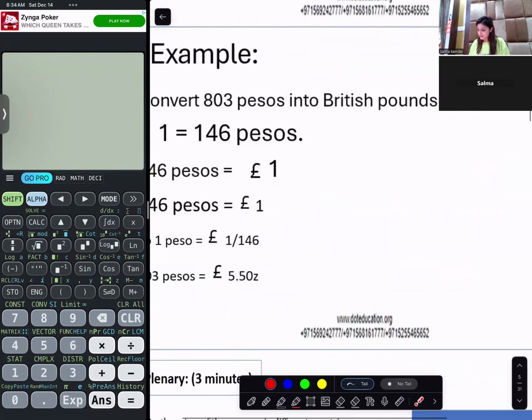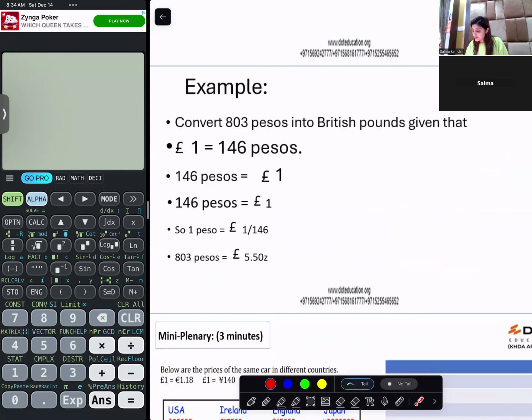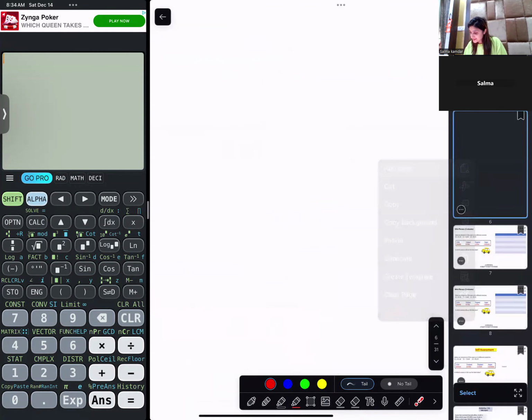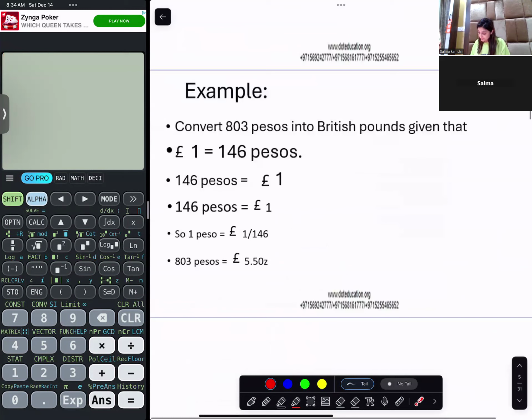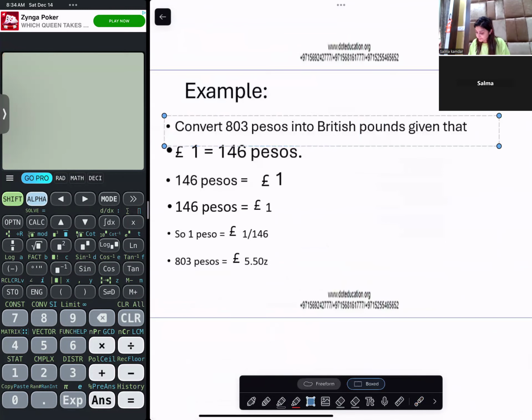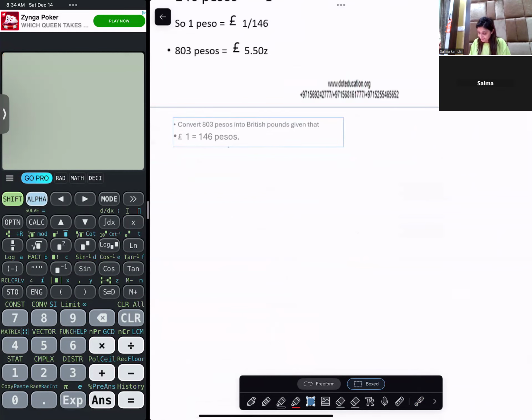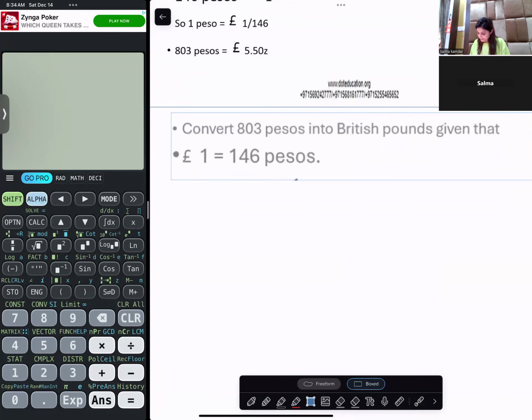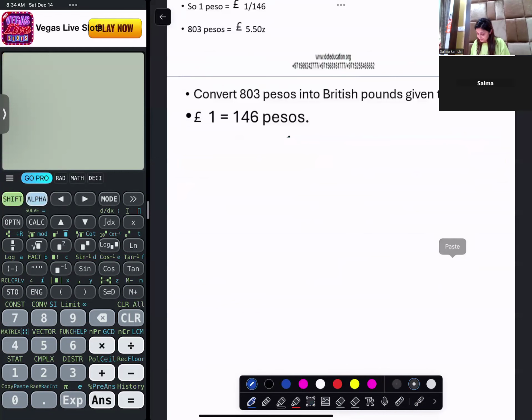Now, you have a question here where they want you to convert 803 pesos to British pounds, and they are telling us 1 pound is equal to 146 pesos. I want to convert 803 pesos into British pounds. I know that 146 pesos is equal to 1 pound.